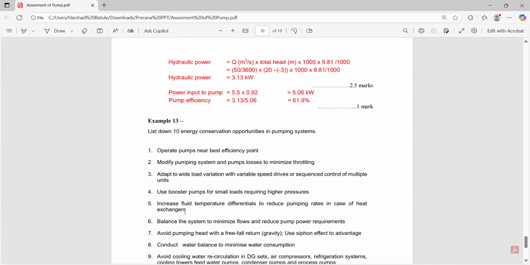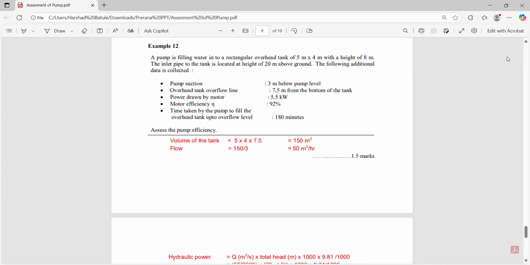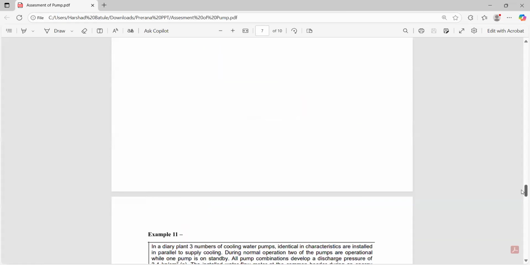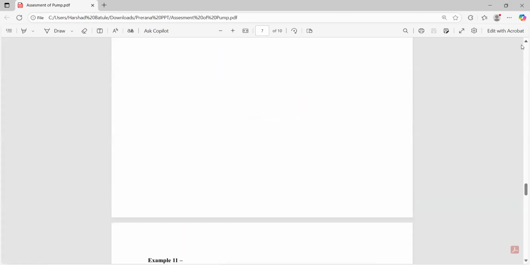These are some energy efficiency or energy conservation opportunities in pumping systems. Hope I have clarified all the doubts and questions carefully. These are the type of questions you can get in your exam.